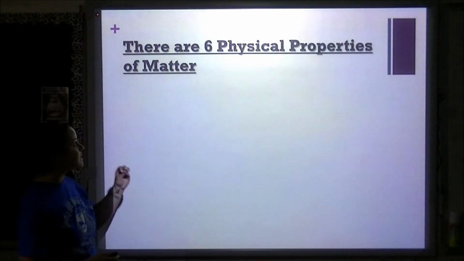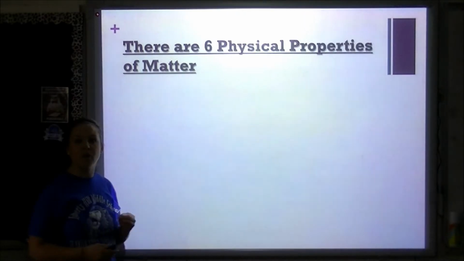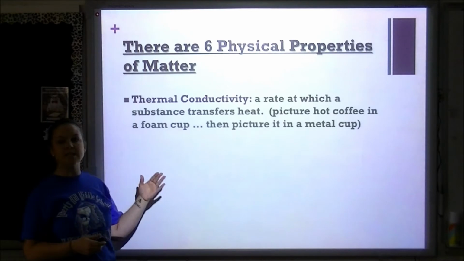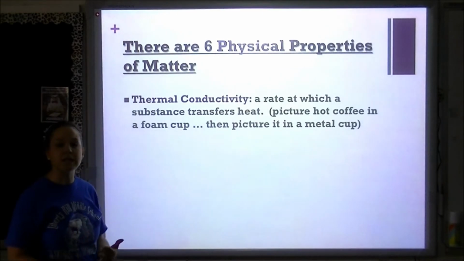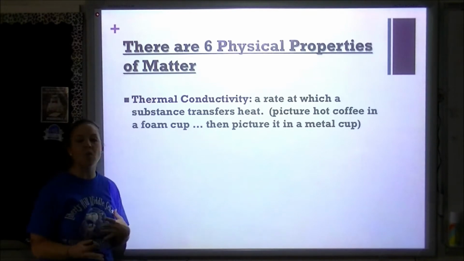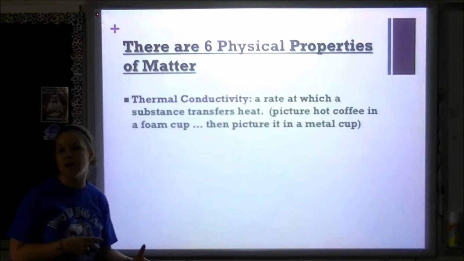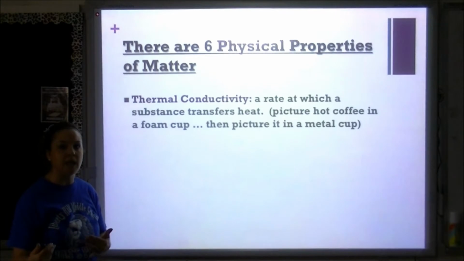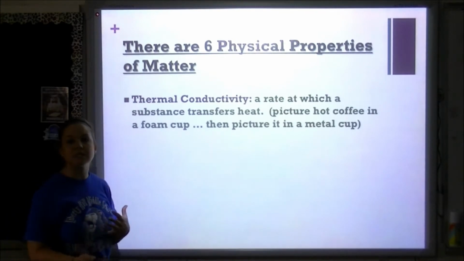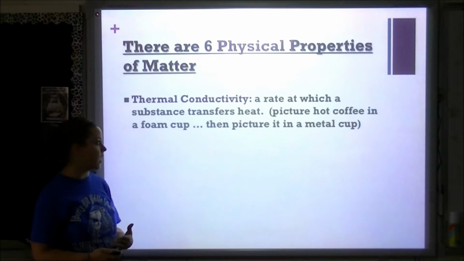We have 6 physical properties of matter that we're going to focus on in this class. So, thermal conductivity. Thermal is another word for heat. So, can it conduct heat? Think about why you wouldn't put hot coffee in a metal cup, and instead you would put it in a styrofoam cup or something that wouldn't conduct heat as much as a metal would.